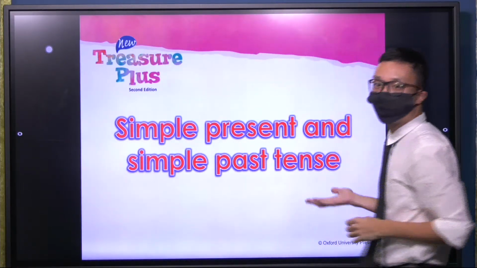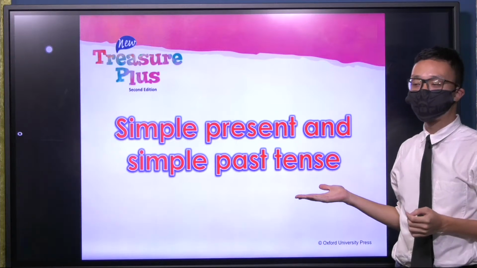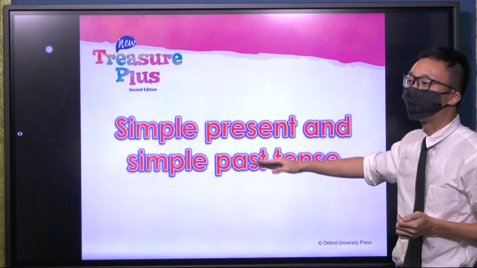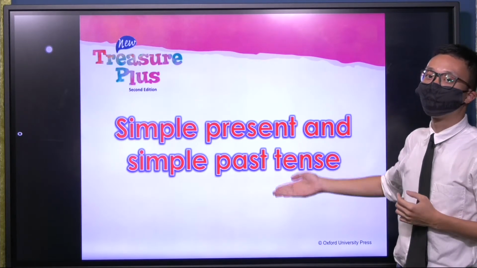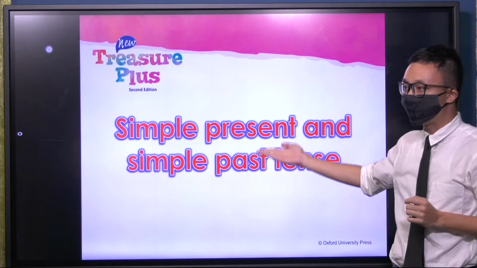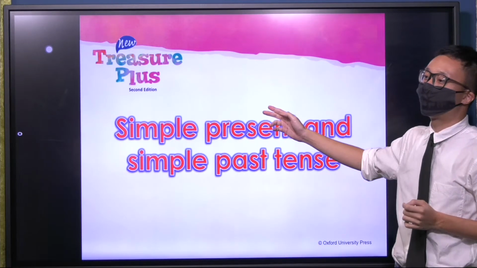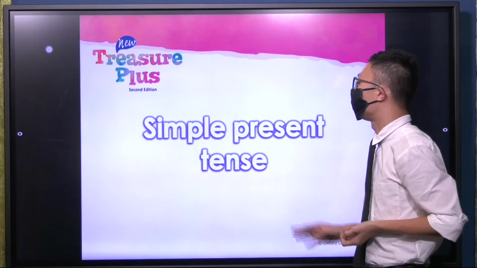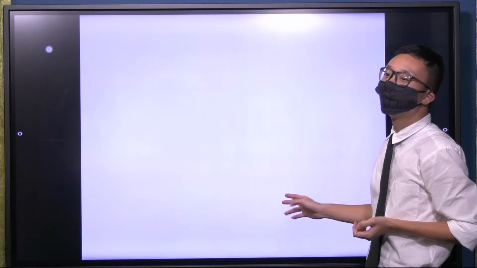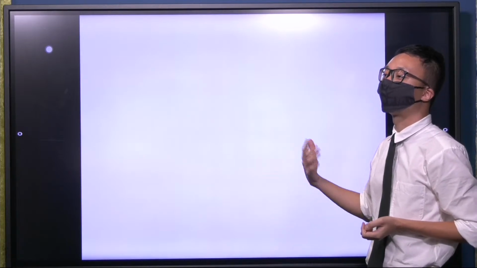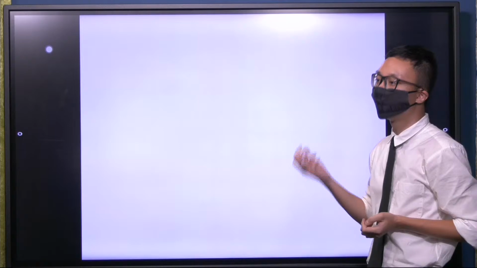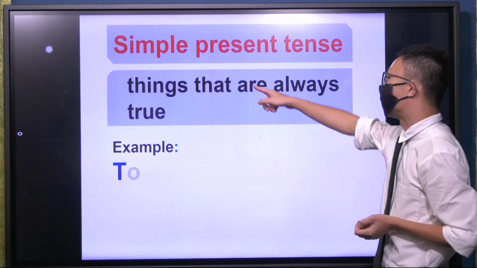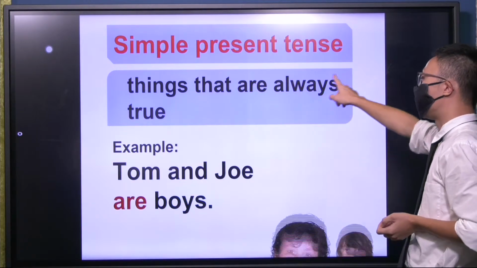Okay, so today we will learn our first teaching material, that is the simple present tense and simple past tense. Today we will learn how to use these two tenses and how to distinguish them. I'll cover the simple present tense first. I will do it really quickly because it's something that we have learned last year, if not in primary school. For simple present tense, we'll talk about something that is always true.